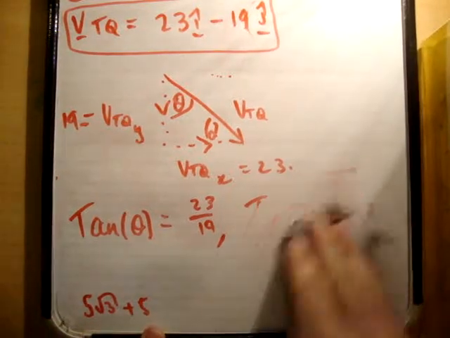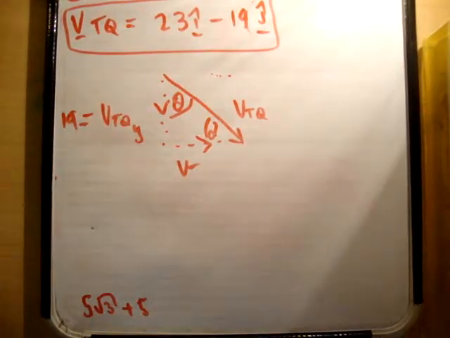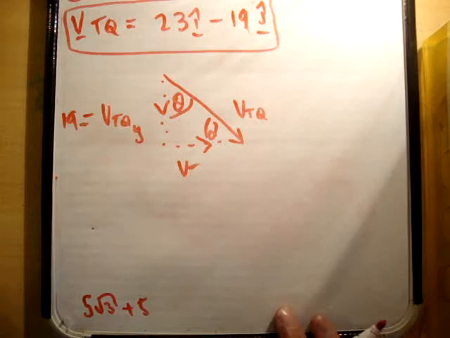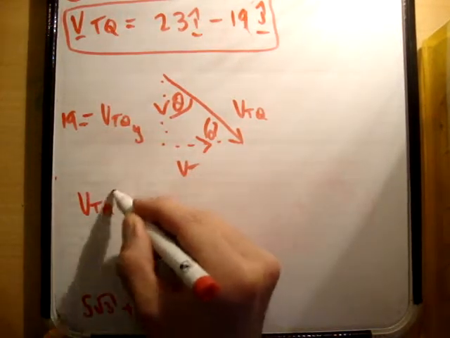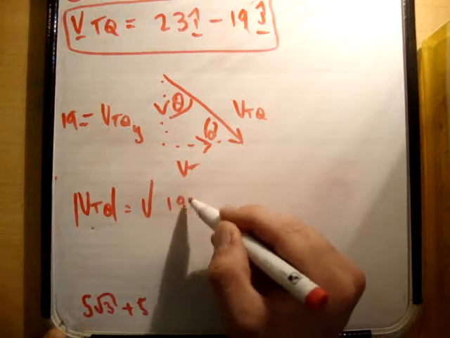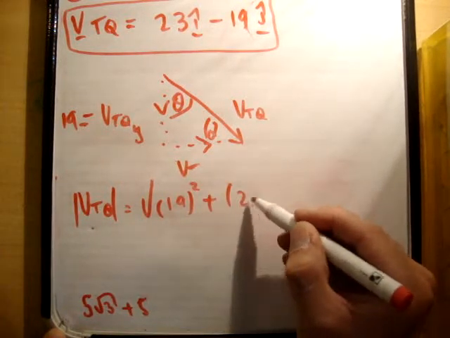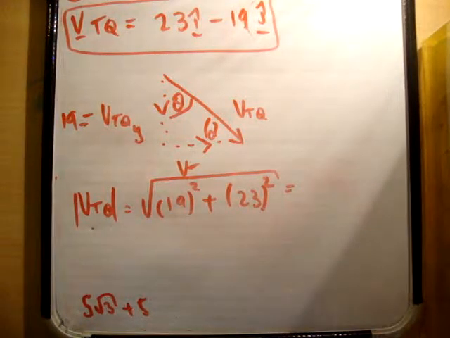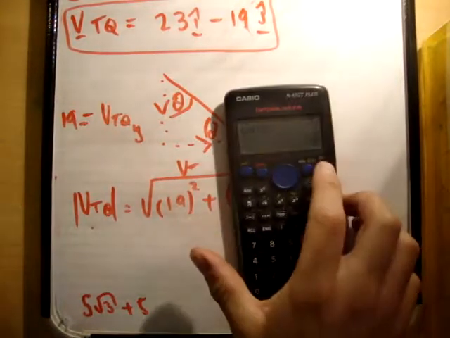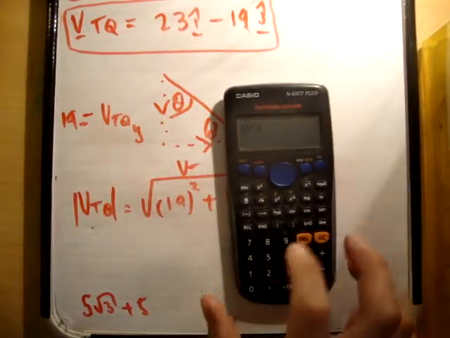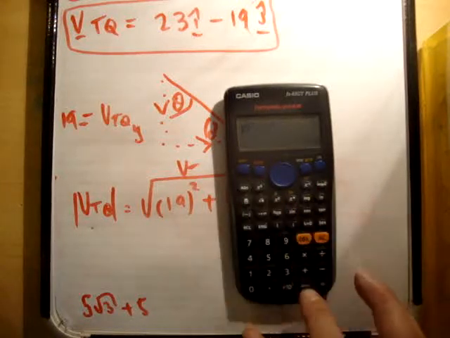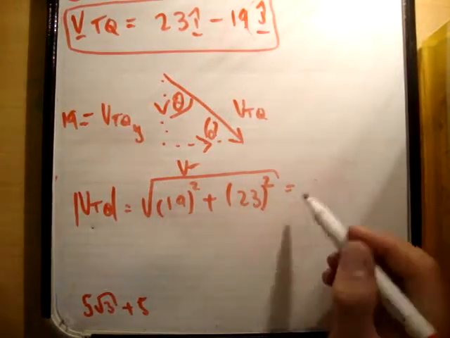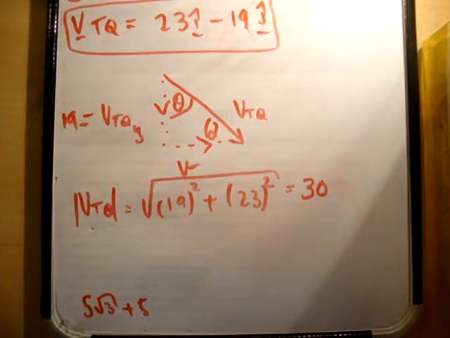So I'll just get rid of that, we don't need that. But it's going back to the fact that we have a right triangle. You can say the fact that VTQ is the square root of the sum of the squares through Pythagoras. So we get the magnitude of VTQ is equal to the square root of 19 squared plus 23 squared. Let's work out what that is: 19 squared plus 23 squared, and root that, we get an answer of approximately 29.8, so we'll say 30. So it's approximately 30 units in magnitude.